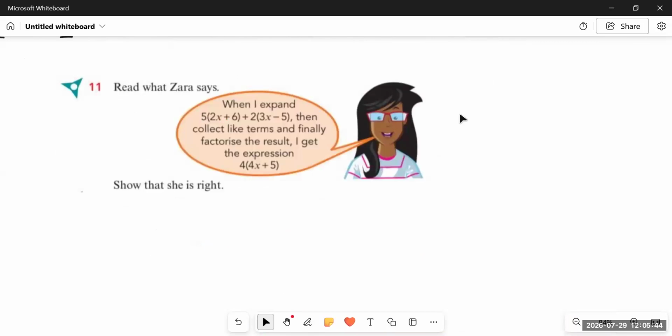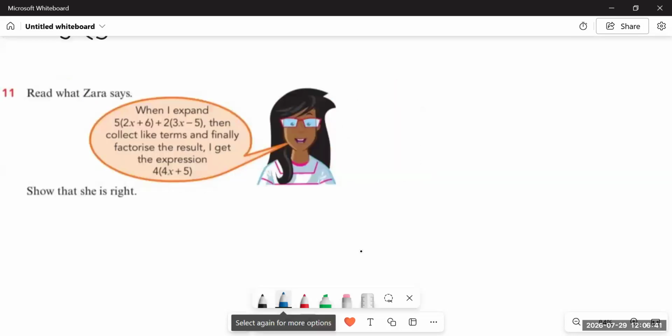Now let's see question number 11. What does it say? Question number 11 says, read what Zara has to say. When I expand 5 bracket 2x plus 6 plus 2 bracket 3x minus 5, then collect like terms and finally factorize the result, I get the expression 4 bracket 4x plus 5. So let's check. We have to check until we solve it. How would we know whether she is correct or not?